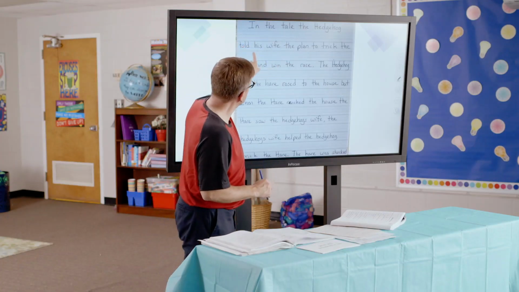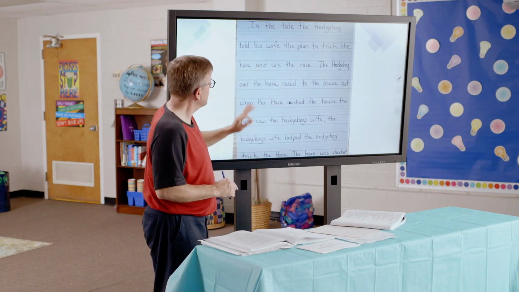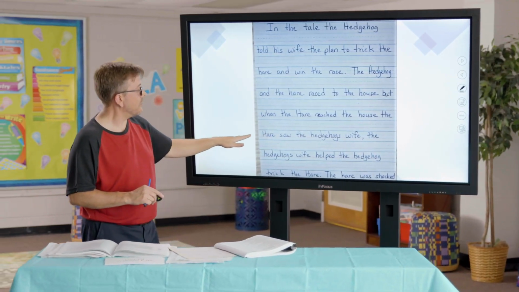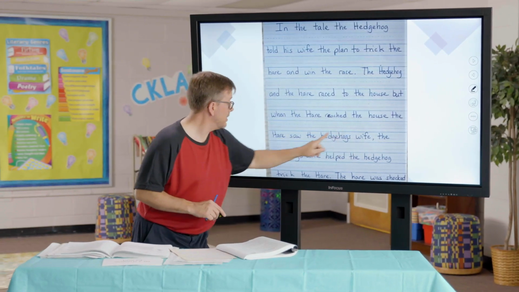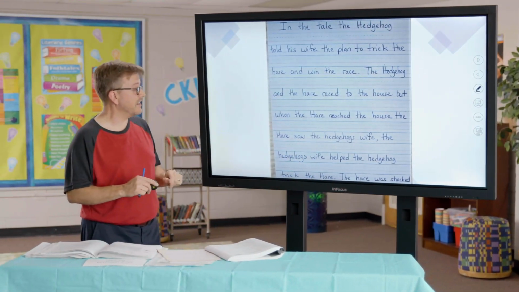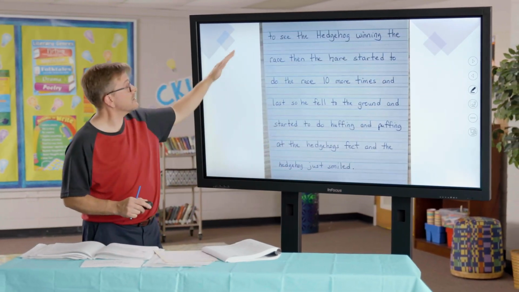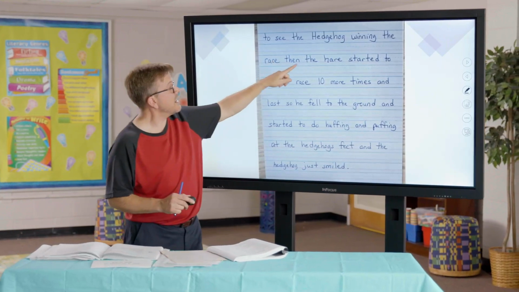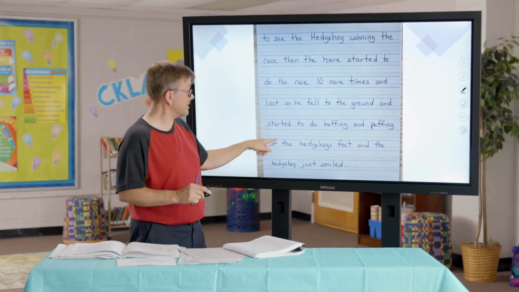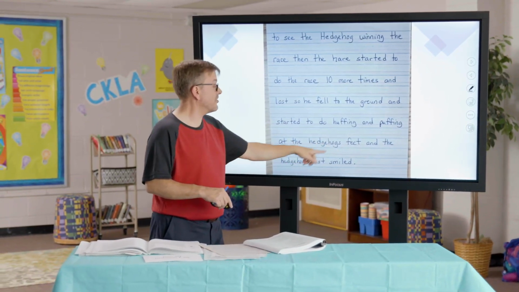In the tale, the hedgehog told his wife the plan to trick the hare and win the race, period. That one's good. Next sentence: the hedgehog and the hare raced to the house, but when the hare reached the house, the hare saw the hedgehog's wife, that's a comma. The hedgehog's wife helped the hedgehog trick the hare, period. So that one has an ending punctuation. That's all we're looking for, ending punctuation. The hare was shocked to see the hedgehog winning the race. Then the hare started to do the race 10 more times and lost, so he fell to the ground and started to do the huffing and puffing at the hedgehog's feet. Whew, that's a big sentence. Hedgehog's feet and the hedgehog just smiled, period.